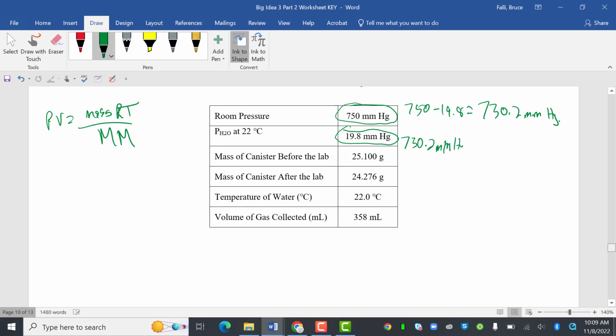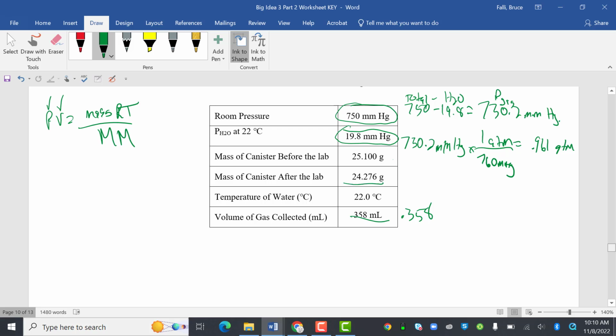Here's how you convert: 760 millimeters of mercury in 1 atmosphere. So 730 divided by 760 is 0.961 for the gas. So this is total minus H2O equals the pressure of the gas I care about. Okay, so I've got the pressure of the gas. Check. Volume, almost 0.358. Check. Mass before and mass after.